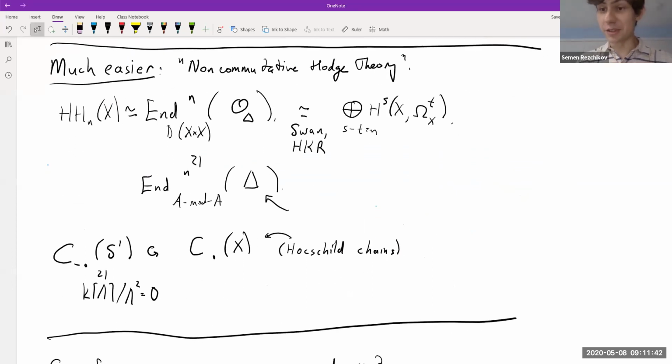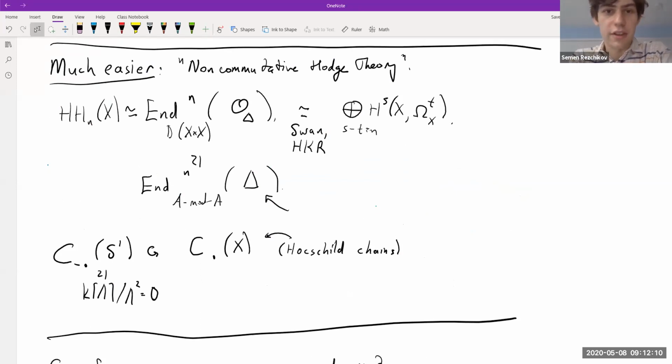So a much easier thing to do than to really understand how much of the Hodge theory of a variety is known by its category of sheaves is the subject of non-commutative Hodge theory. So this goes through Hochschild homology. So the Hochschild homology of a variety X, well, one way to define it is as the endomorphisms of the structure sheaf of the diagonal inside the derived category of the product.